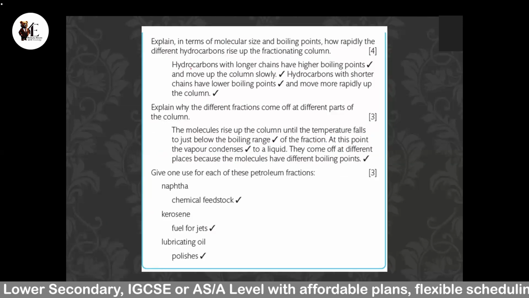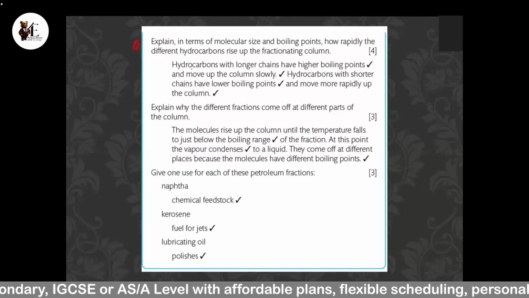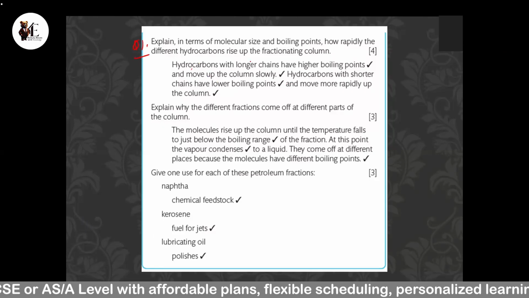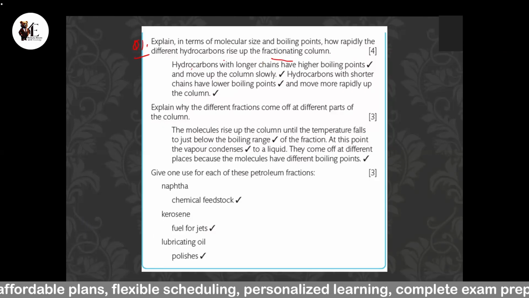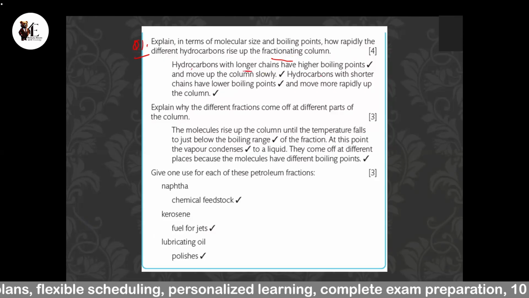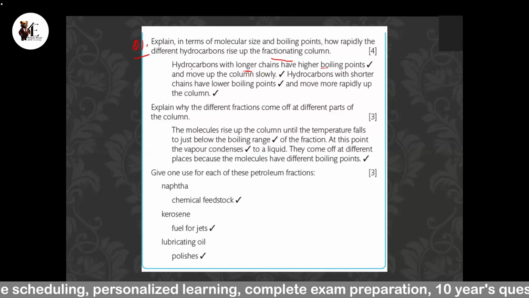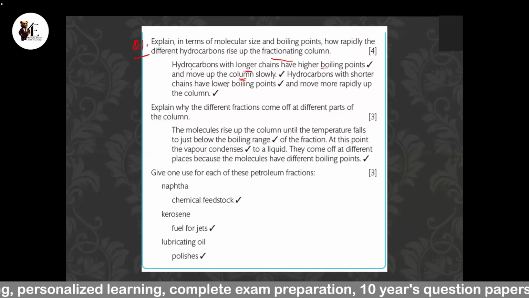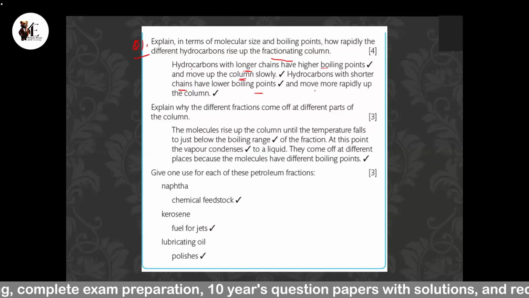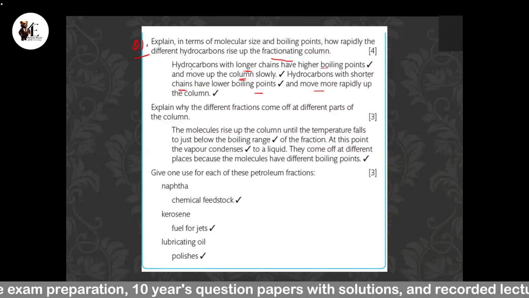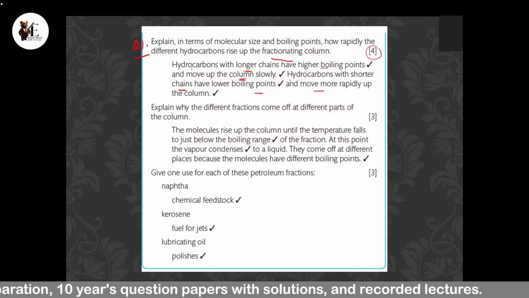Question number 1 says, explain in terms of the molecular size and boiling points how rapidly the different hydrocarbons rise up the fractionating column. So I hope you remember that hydrocarbons with longer chains have higher boiling point and they move up the column slowly. And hydrocarbons with shorter chains have lower boiling point, that's why they move more rapidly up the column. So this is a question of 4 marks, you have to write this.